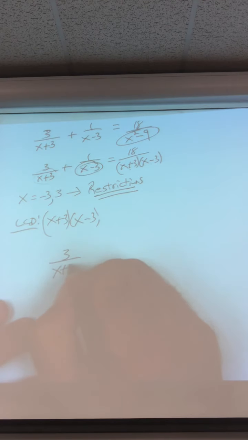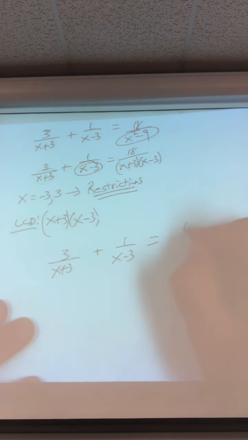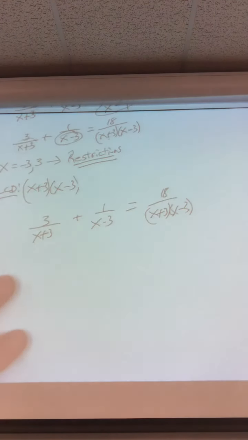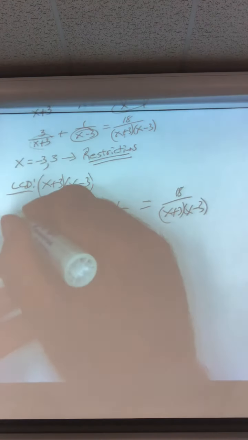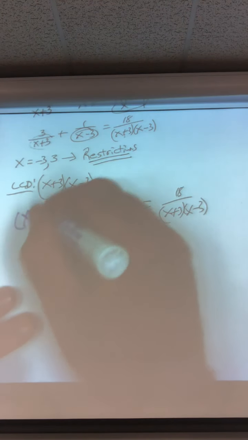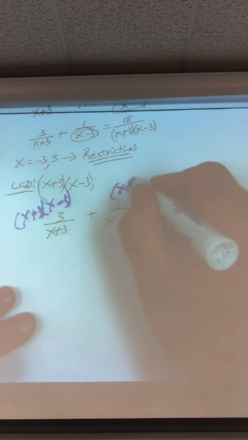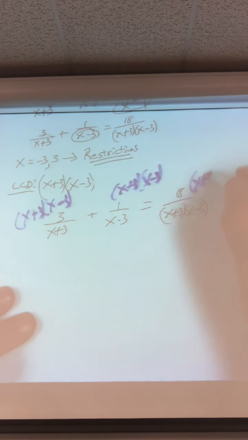Now, go to your original problem and multiply through by x plus 3, x minus 3. So do that here, x plus 3, x minus 3, for each term.